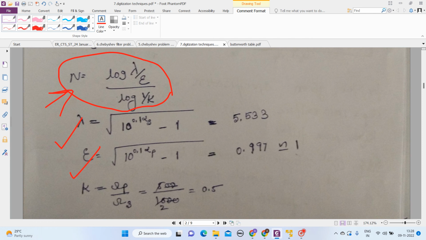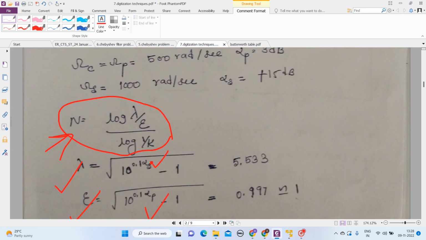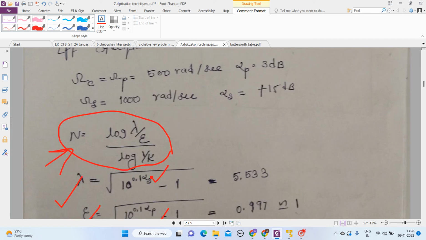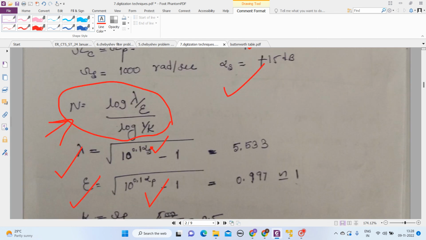We know the pass band attenuation and stop band attenuation, they have given in the problem. Pass band attenuation is 3 decibel, stop band attenuation is 15 decibel. You have to substitute those two values in this equation, then using the calculator, find the value of lambda and epsilon. I got a lambda value 5.533 and epsilon value 0.997, approximately equal to 1.